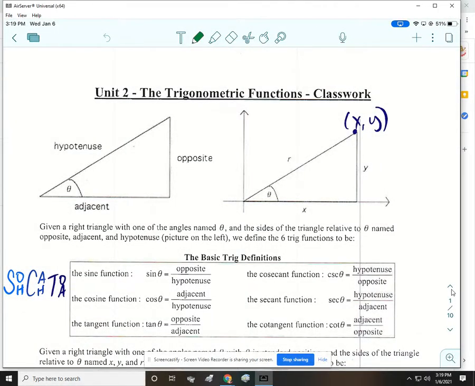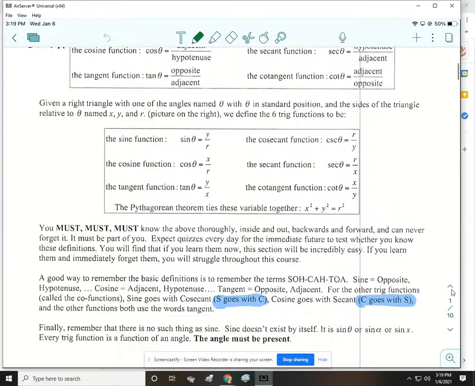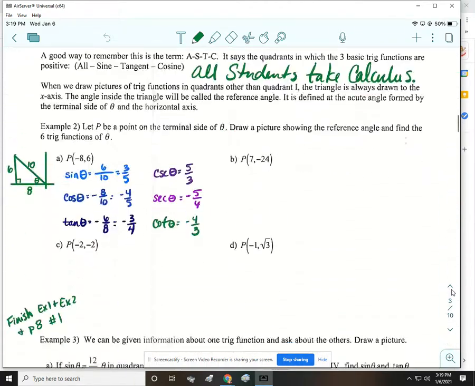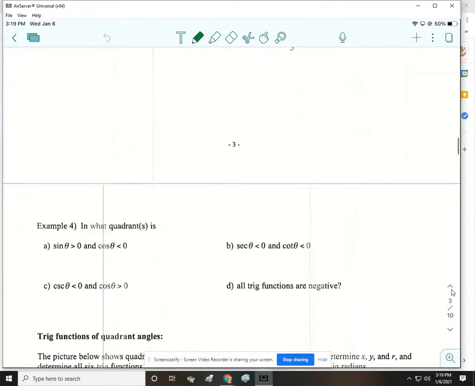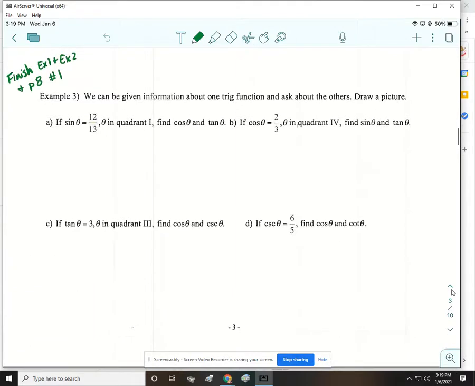Okay, so we're going to keep going in this second trig packet. We are going to build on what we learned already about the signs in the different quadrants and about SOHCAHTOA. So we're going to go to page 3 and we're going to do example 3 together. We can be given information about one trig function and ask for others.